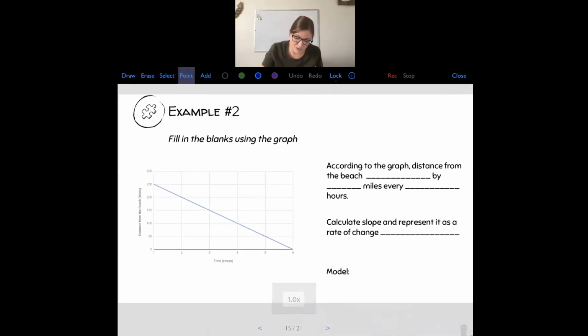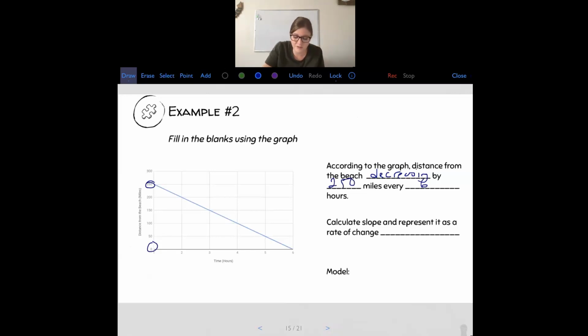Okay. So according to the graph, the distance from the beach, it's either increasing or decreasing. In this case, since our line is going down, our distance is decreasing by, we can just say we start at 250, we end at 0, by 250 miles every 6 hours.